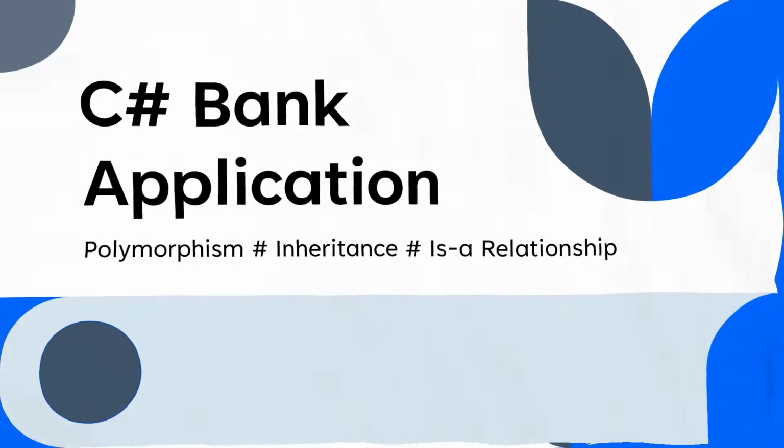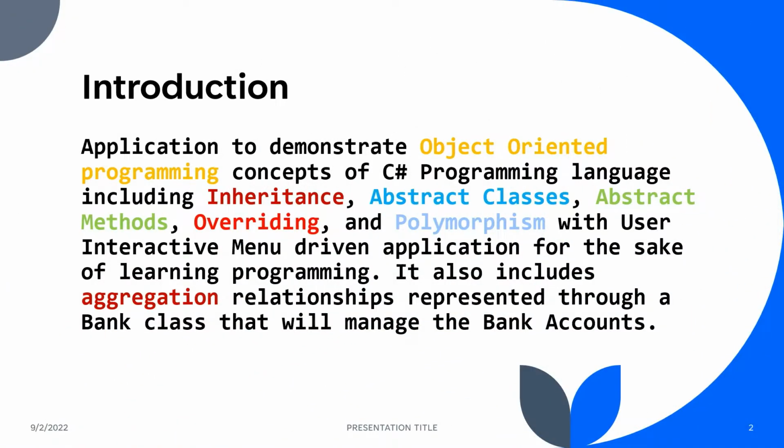Introduction. This application is to demonstrate object-oriented programming concepts of the C# programming language, including inheritance, abstract classes, abstract methods, overriding, and polymorphism, with a user-interactive, menu-driven application for the sake of learning programming. This application will give you exposure to different programming concepts of the C# language. It also includes aggregation, a relationship represented through a bank class that will manage the bank accounts.